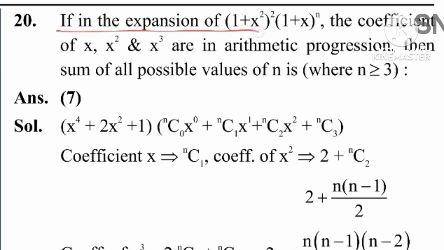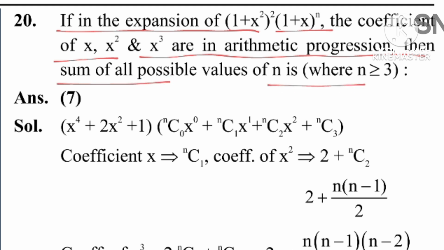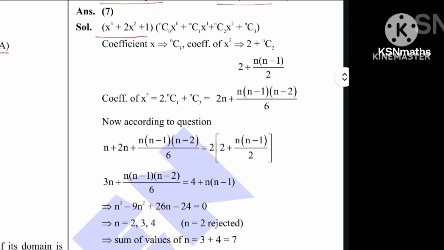Question number 20. If in the expansion of 1 plus x whole square, 1 plus x square whole square, 1 plus x whole power n, the coefficients of x square and x cube are in arithmetic progression, then find the sum of all possible values of n, if n is greater than or equal to 3. X power 4 plus 2x square plus 1.